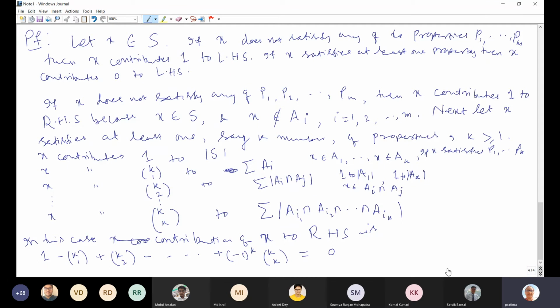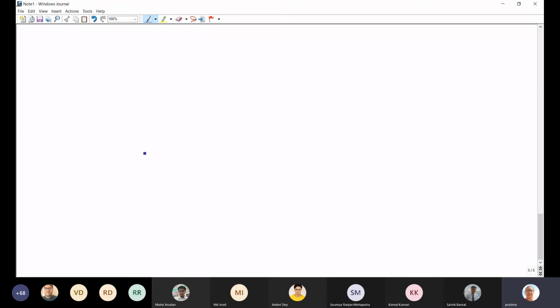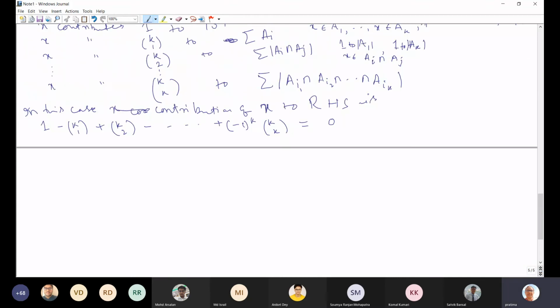Okay, this is one nice technique of proving something. Hence, we get LHS equal to RHS.